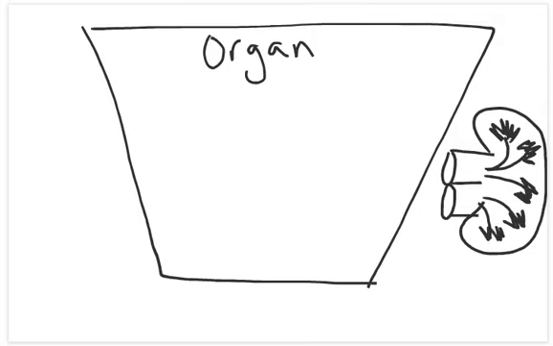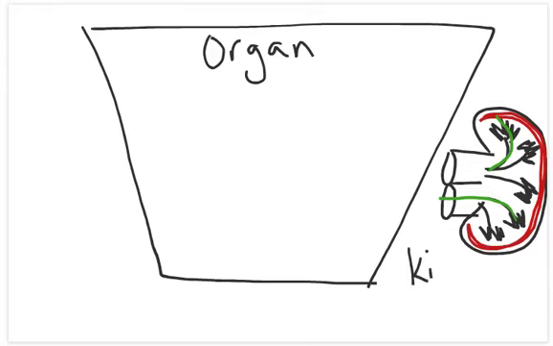Most of the filtering actually takes place out in this area here. This area is called the cortex. And then the clean stuff gets returned through here and back out this tube. And then the dirty stuff gets sent to the ureters that go to the bladder so that we can urinate them out.